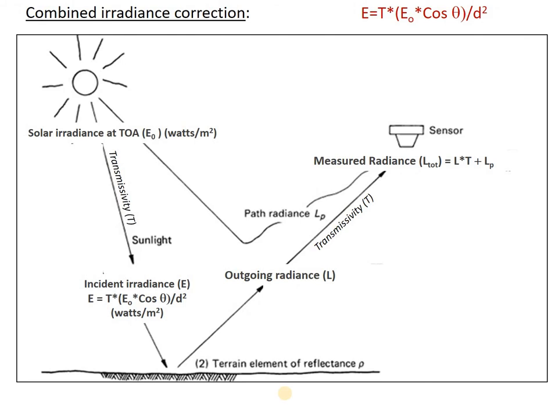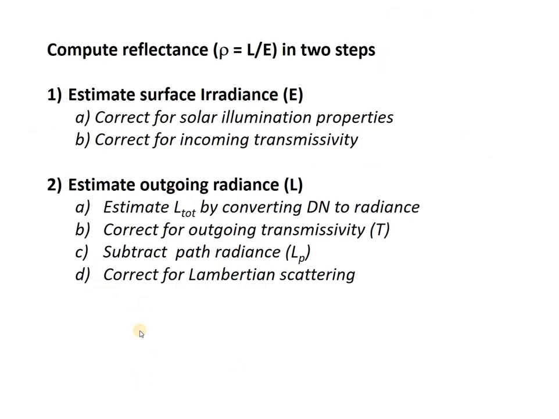Okay, so with that in mind, let's jump on now to part 2, where we're going to actually estimate the other half of reflectance, the outgoing radiance, or L. Okay, and we're going to do this in 4 steps. It's a little more complicated.